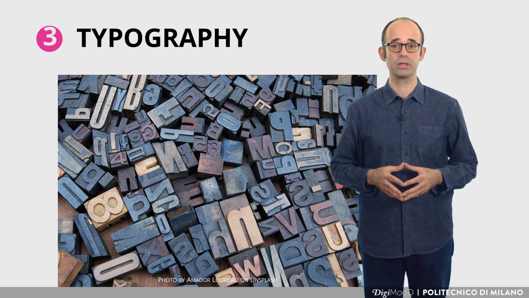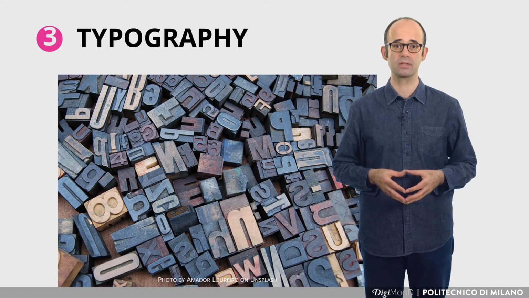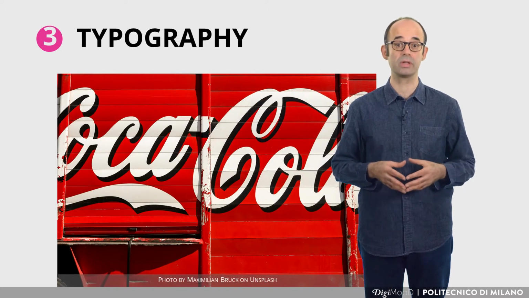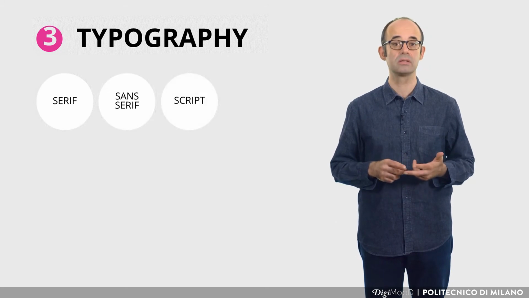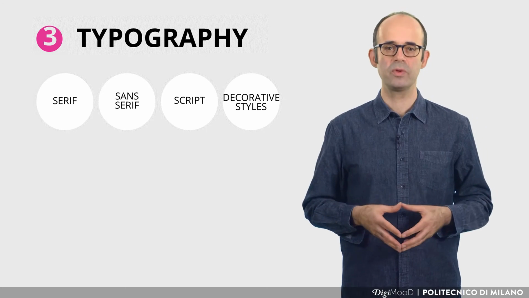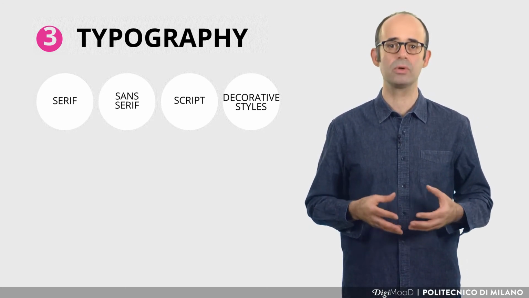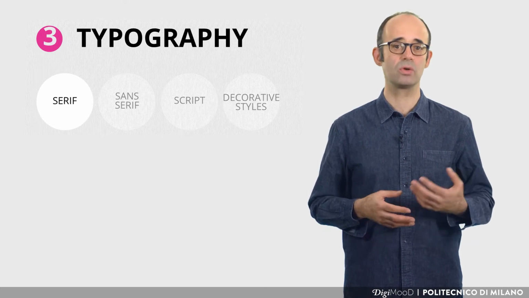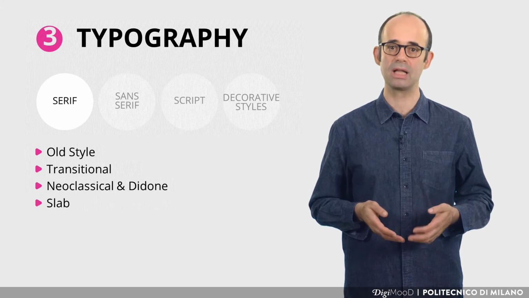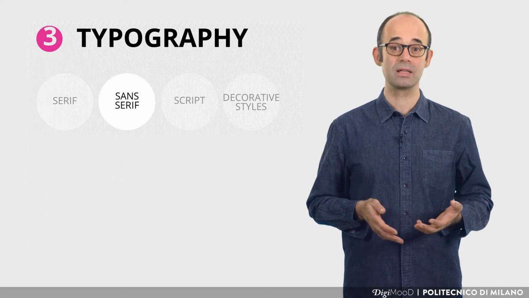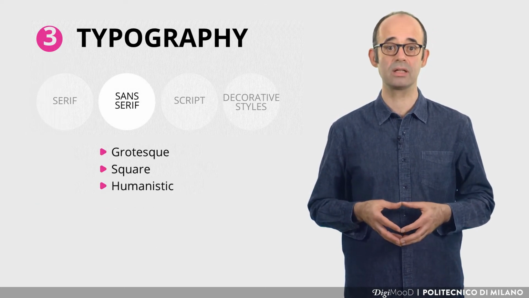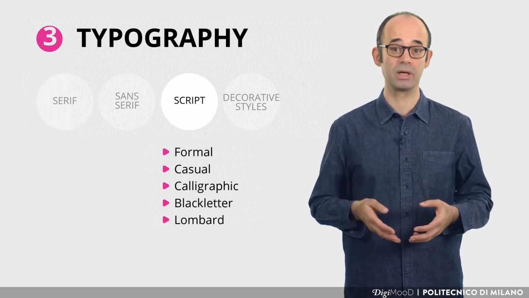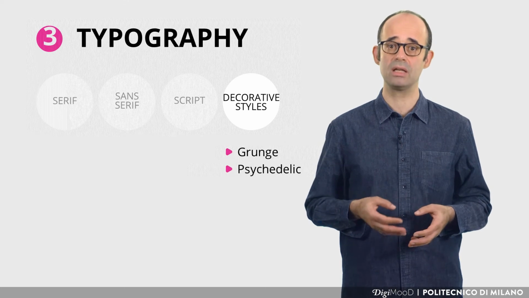The third element of visual communication are fonts, which represent a set of graphic signs used to generate the typography identity of a mark. The fonts can be classified into four main groups based on their design and style: serif, sans serif, script and decorative styles. Today, we have various systems to organize in a more precise way the multitude of existing typefaces. The most consolidated text styles are serif type styles, such as Old Style, Transitional, Neoclassical and Didone, Slab, Clarendon, Glyphic; sans serif types such as grotesque, square, humanistic and geometric; script type styles such as formal, casual, calligraphic, black letter and Lombard; and decorative like grunge, psychedelic and graffiti.